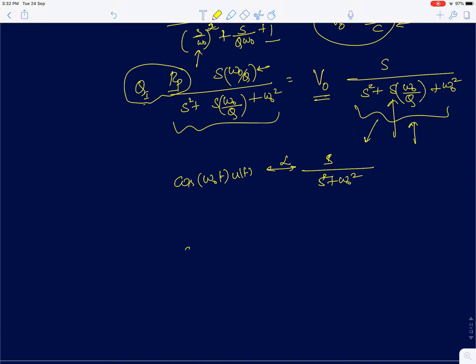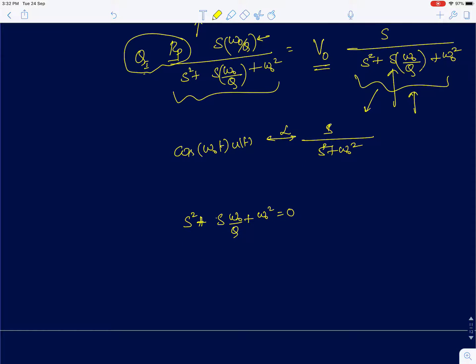To solve this, first I'll look at the characteristic equation, which is the denominator polynomial of the transfer function. So you have s square plus s omega naught by Q plus omega naught square equal to zero. I'll equate it and try to find the poles. Once I know the poles, we know that the transfer function can be expressed as a linear combination of partial fractions. Then we can easily compute the inverse Laplace transforms. So I'm just trying to find the poles using this.